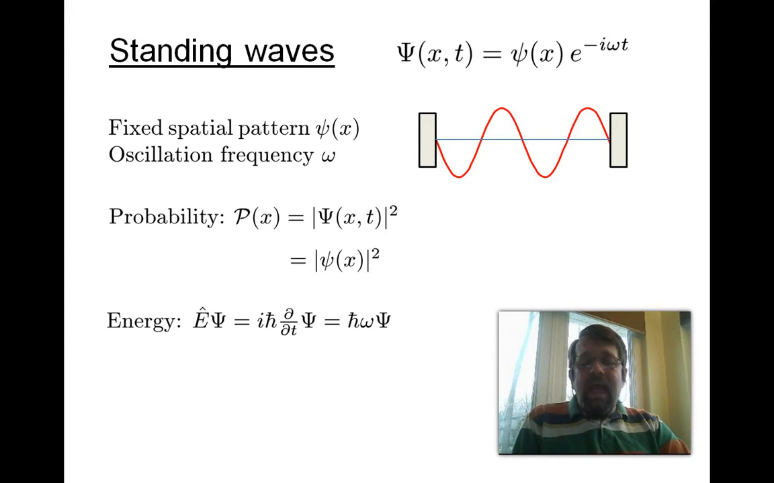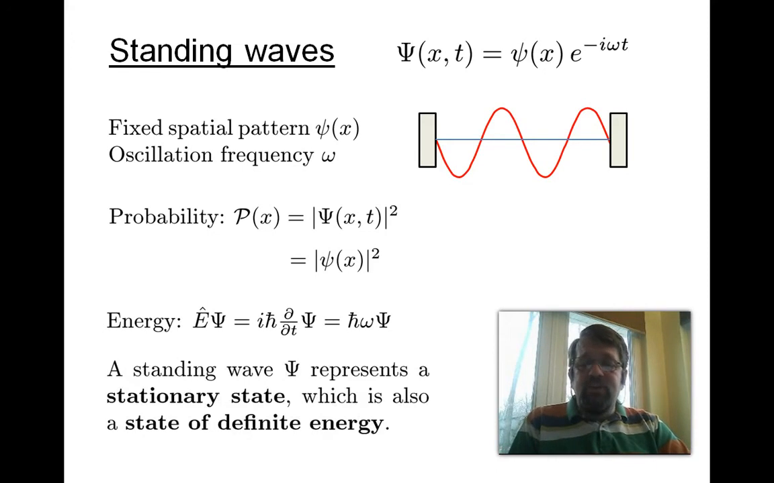So to sum it up, a standing wave function, psi, represents a stationary state. We can completely describe it by that spatial pattern. And it's also a state of definite energy. These three ideas in quantum theory are the same idea. A standing wave, a stationary state, one whose probability distribution does not change in time, and a state of definite energy. These three things are the same thing in quantum theory.